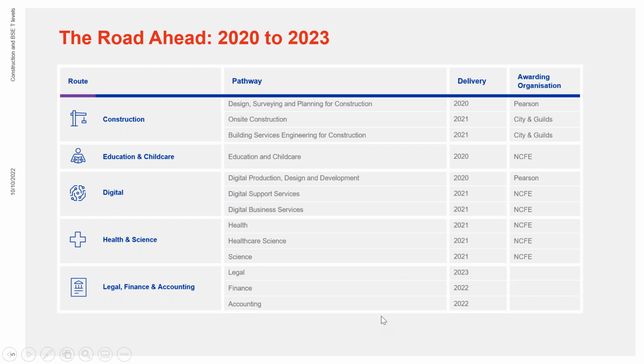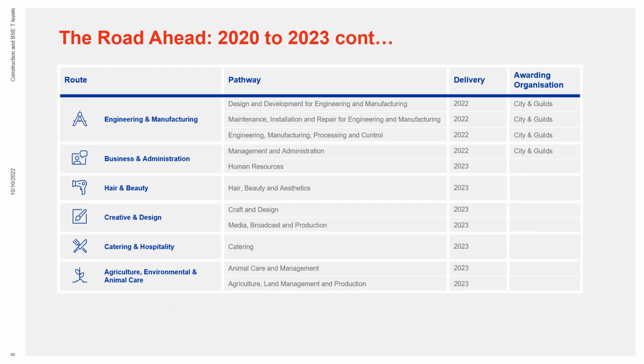So the T-levels are not just going to hook on to and hang into just construction and the construction sector. It goes across all the sectors, or most of the sectors, and you can see there City & Guilds managed to win, and they're in the process of developing the T-level for engineering and manufacturing. And you can see their business admin, and then you can see the ones that are coming up, hair and beauty and catering, etc. So you can see that for yourself.